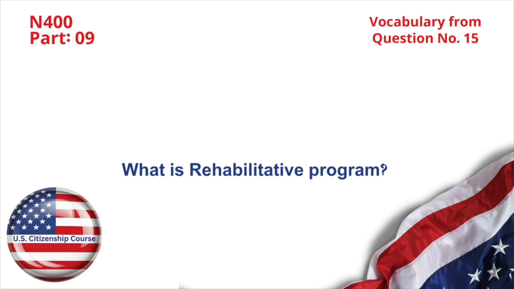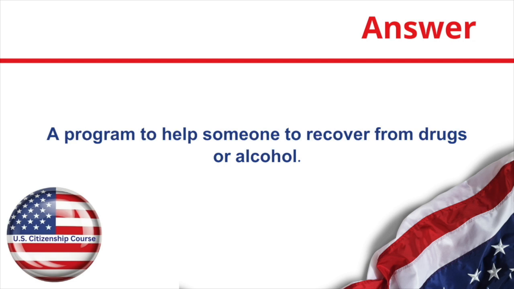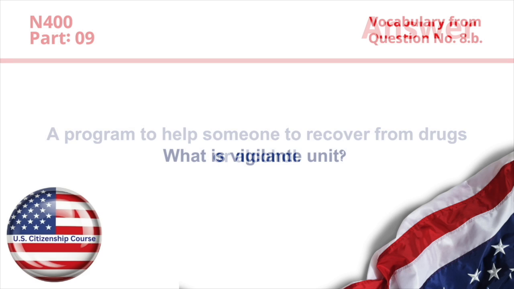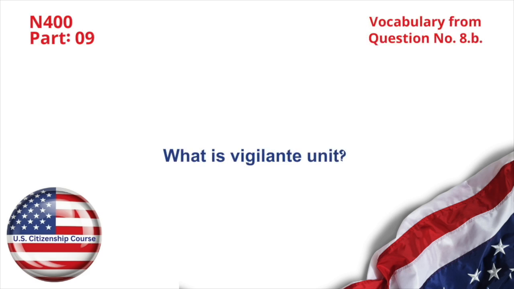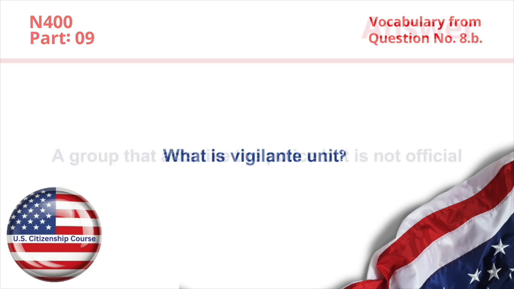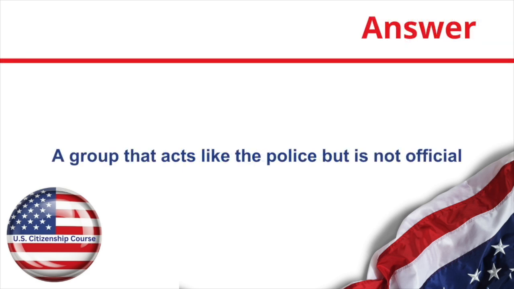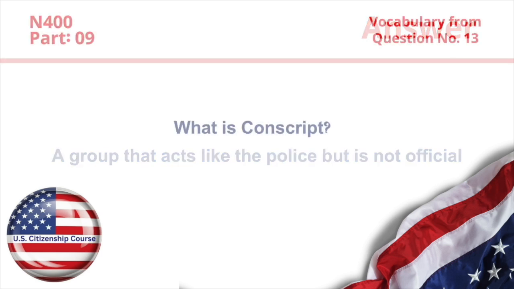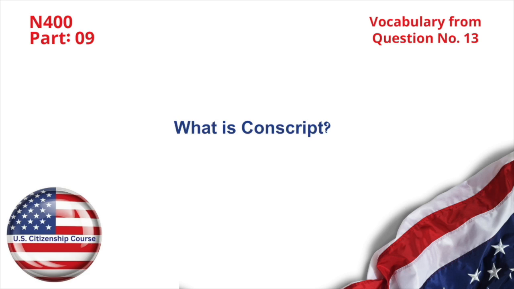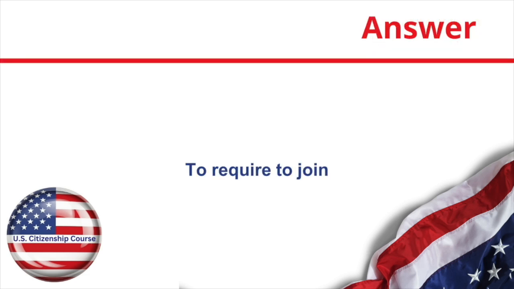What is rehabilitative program? A program to help someone to recover from drugs or alcohol. What is vigilante unit? A group that acts like the police, but is not official. What is conscript? To require to join.